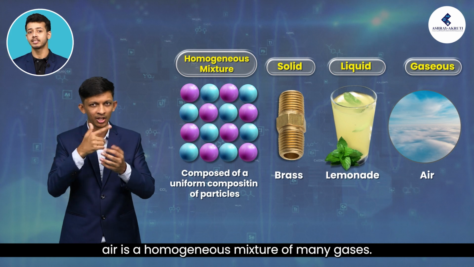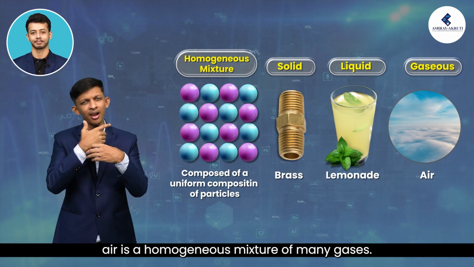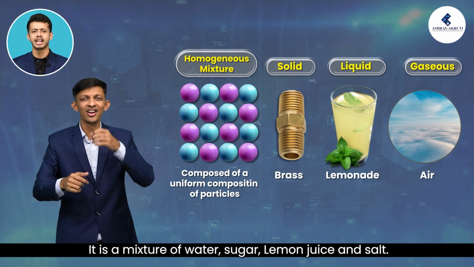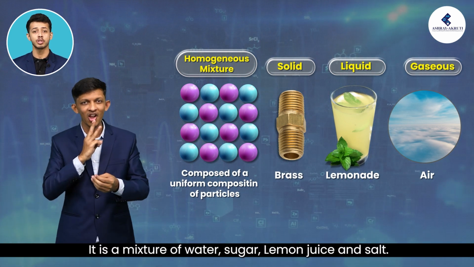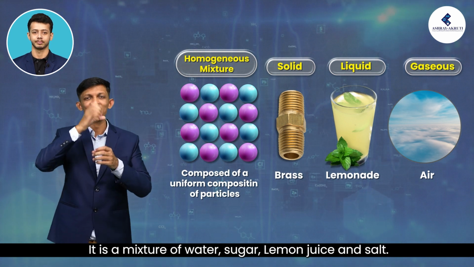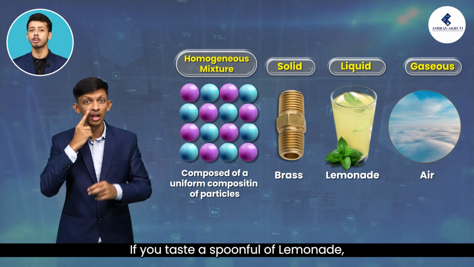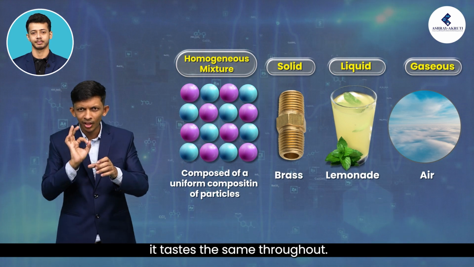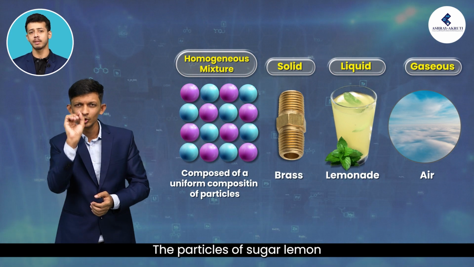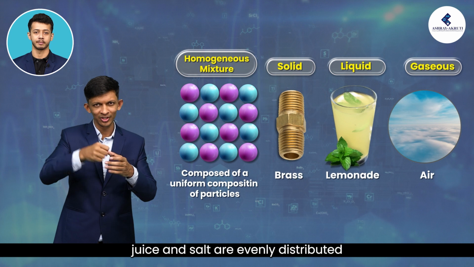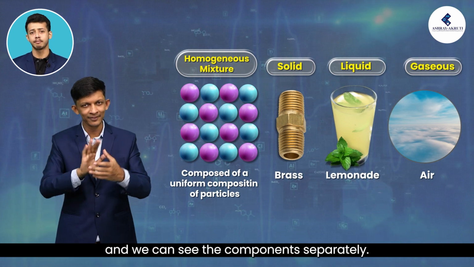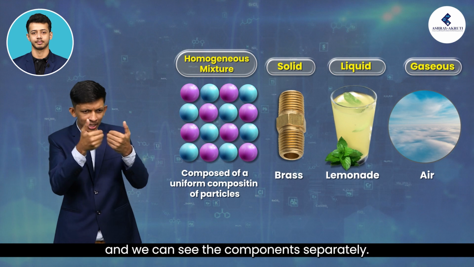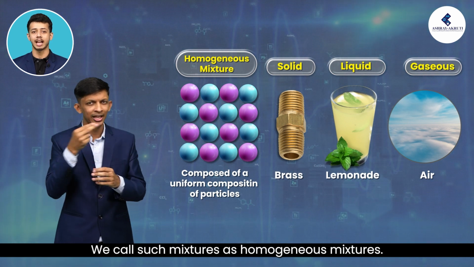For example, air is a homogeneous mixture of many gases. We all prepare a drink, lemonade, and enjoy its taste. It is a mixture of water, sugar, lemon juice, and salt. If you taste a spoonful of lemonade, it tastes the same throughout. The particles of sugar, lemon juice, and salt are evenly distributed in this solution, and we cannot see the components separately. We call such mixtures homogeneous mixtures.